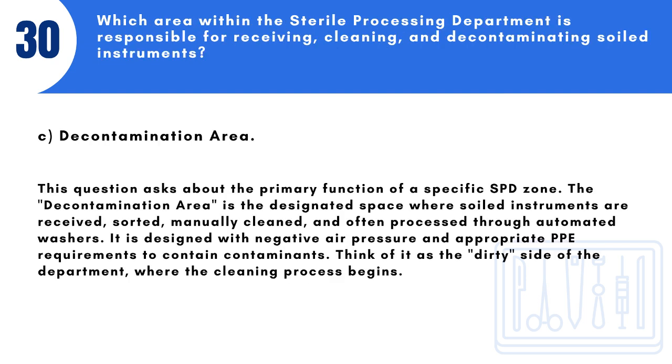Answer: C. Decontamination area. This question asks about the primary function of a specific SPD zone. The decontamination area is the designated space where soiled instruments are received, sorted, manually cleaned, and often processed through automated washers. It is designed with negative air pressure and appropriate PPE requirements to contain contaminants. Think of it as the dirty side of the department, where the cleaning process begins.